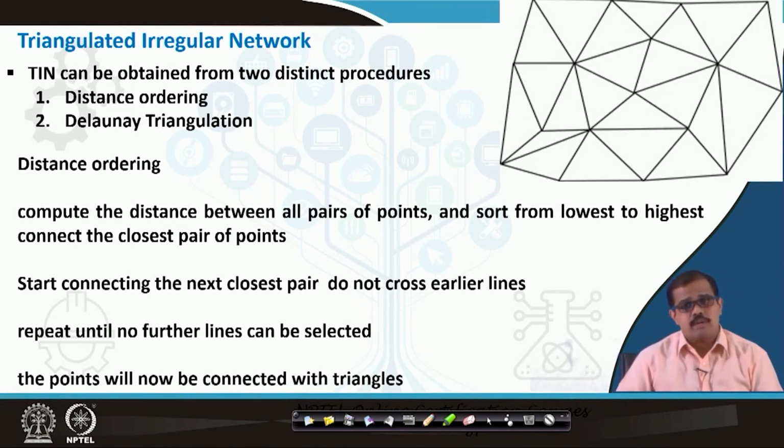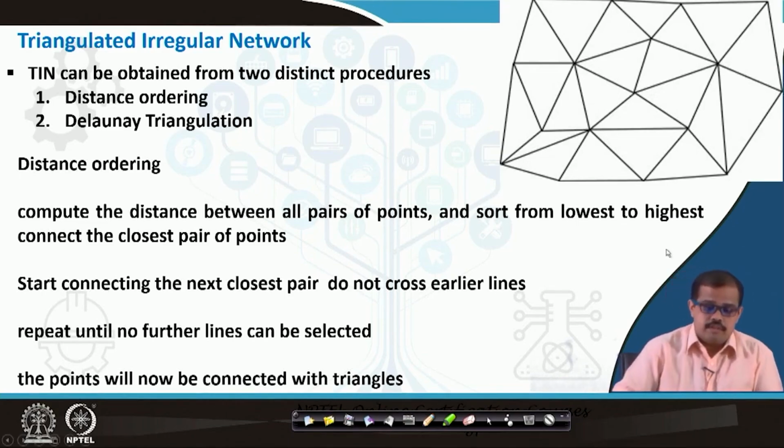So we'll look at why it is advantageous also. But first let us understand how you do distance ordering. The first thing is to compute the distance between all pairs of points and sort from the lowest to the highest, and connect the closest pair of points.